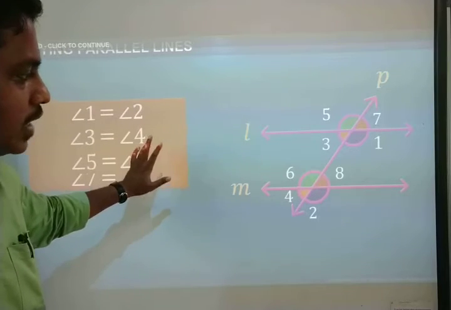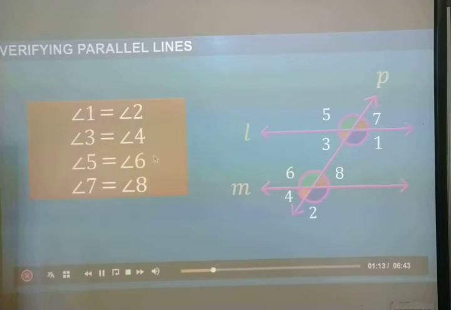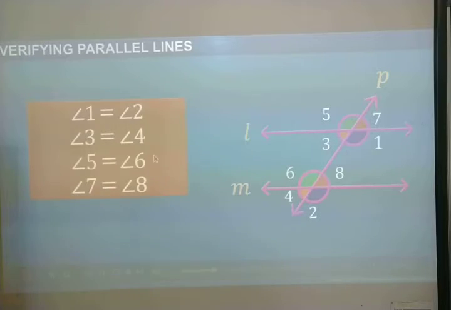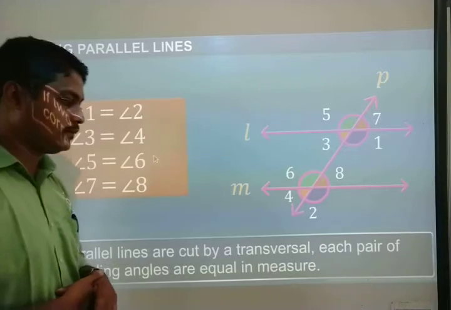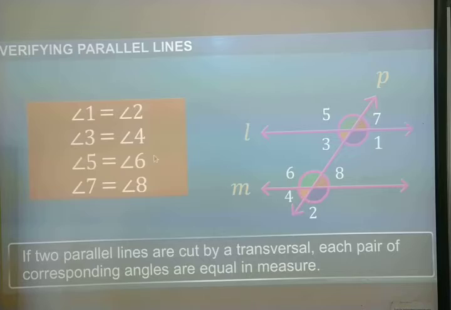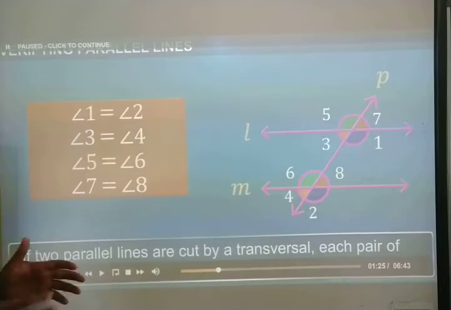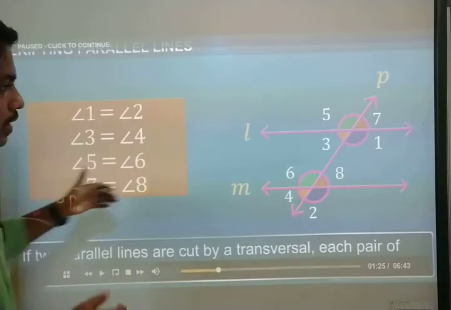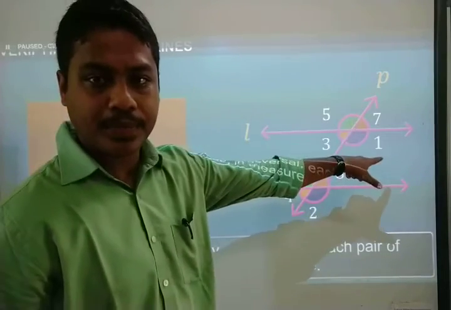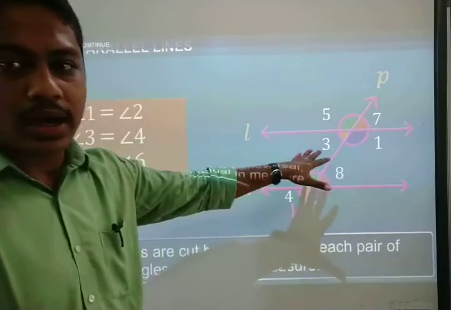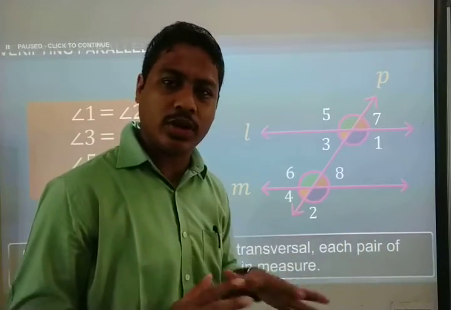Okay, let us move to the next part. Using this method, we can see that if two parallel lines are cut by a transversal, each pair of corresponding angles is equal in measure. So what you have to do is write this in your copy. First of all, draw that diagram. If you can use a color pencil, that will also be okay.